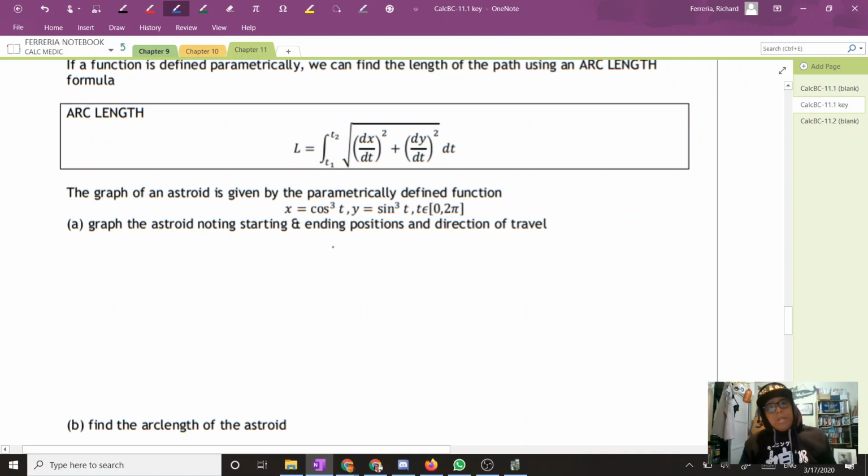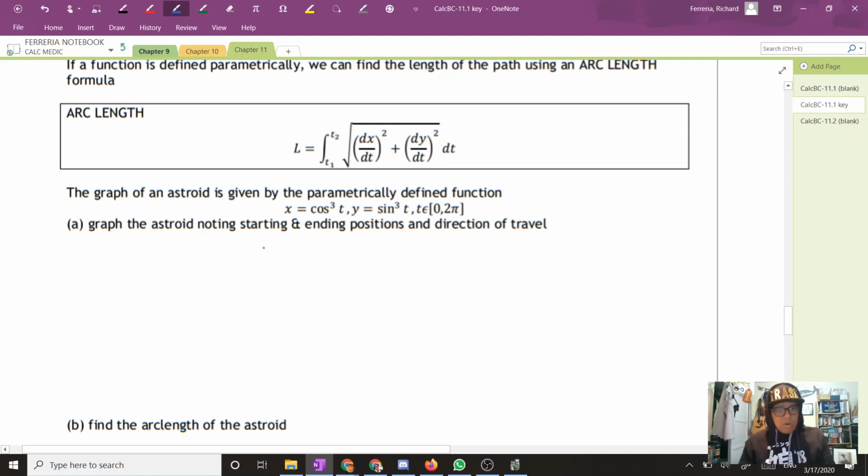The graph of the asteroid is given by a parametrically defined equation: x equals cosine cubed t, y equals sine cubed t, where t is between 0 and 2 pi. Graph the asteroid, noting starting and ending positions of travel.